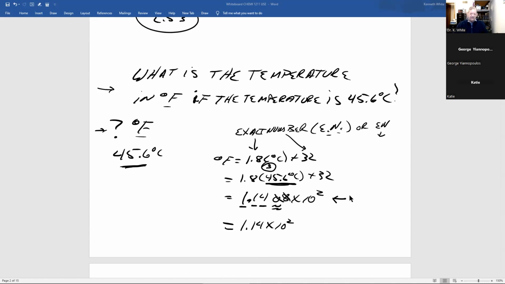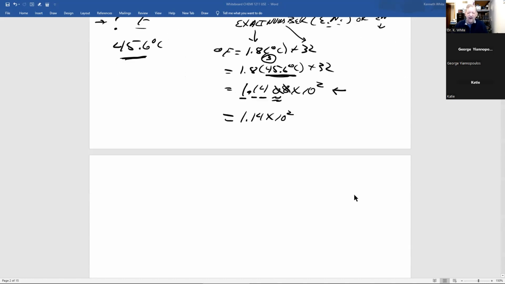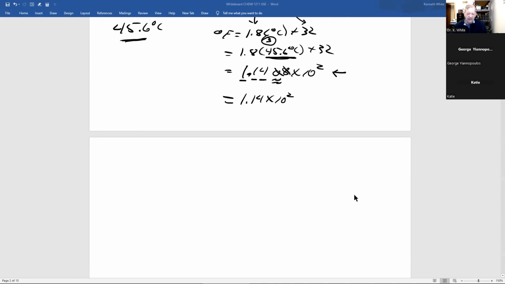All questions are good. Now, when I taught you this, there's a formula somebody discovered or figured out that to go from Celsius to Fahrenheit, you use this number, this formula. Now, in the formula, it's always going to be 1.8. It's always going to be 32. That's why those are exact numbers.